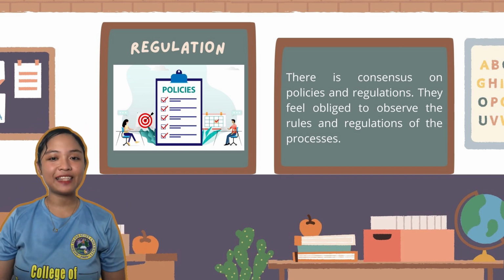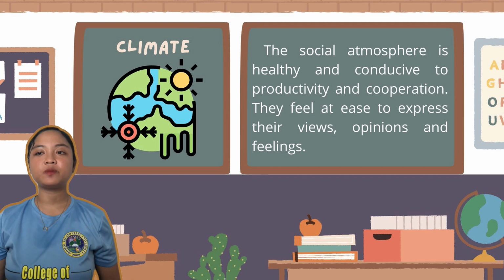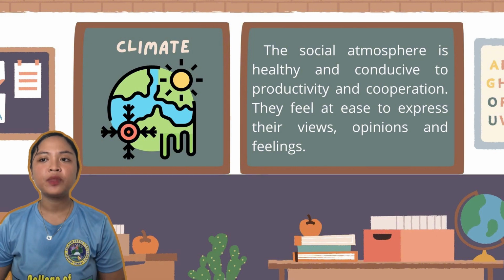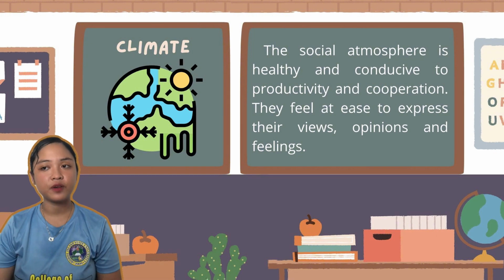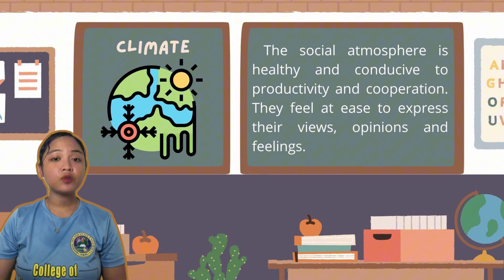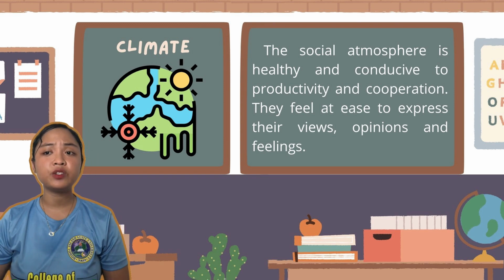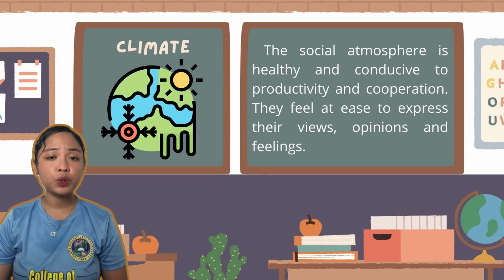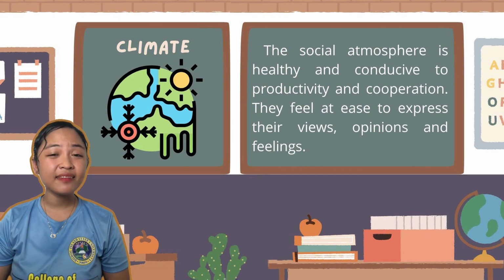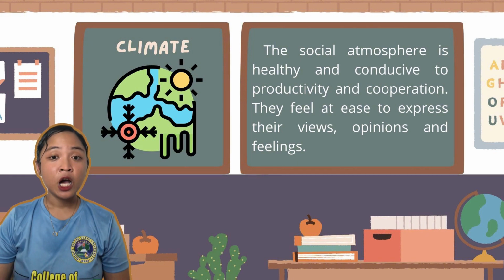So, next is climate. The social atmosphere is healthy and conducive to productivity and cooperation. They feel at ease to express their views, opinions, and feelings. So in the group, you should express your views, your opinions, and feelings. We have the responsibility and the freedom to express our opinions and feelings about the task we will do.